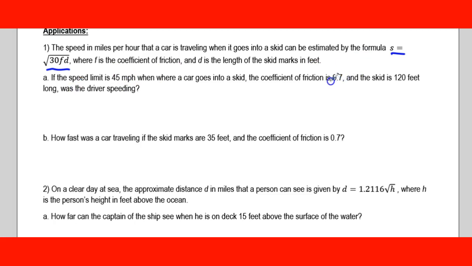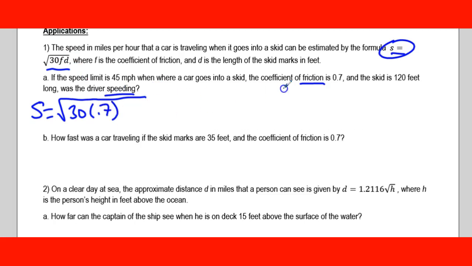First of all, let's address what we're looking for. It says was the driver speeding? Speeding, that's S. So S is S. Now, going to the right side of the equation, we know that this 30 is 30. But it tells us what F is. The coefficient of friction is 0.7, so F is 0.7. And then the skid is 120 feet long. Well, that's D, the length of the skid, 120 feet.